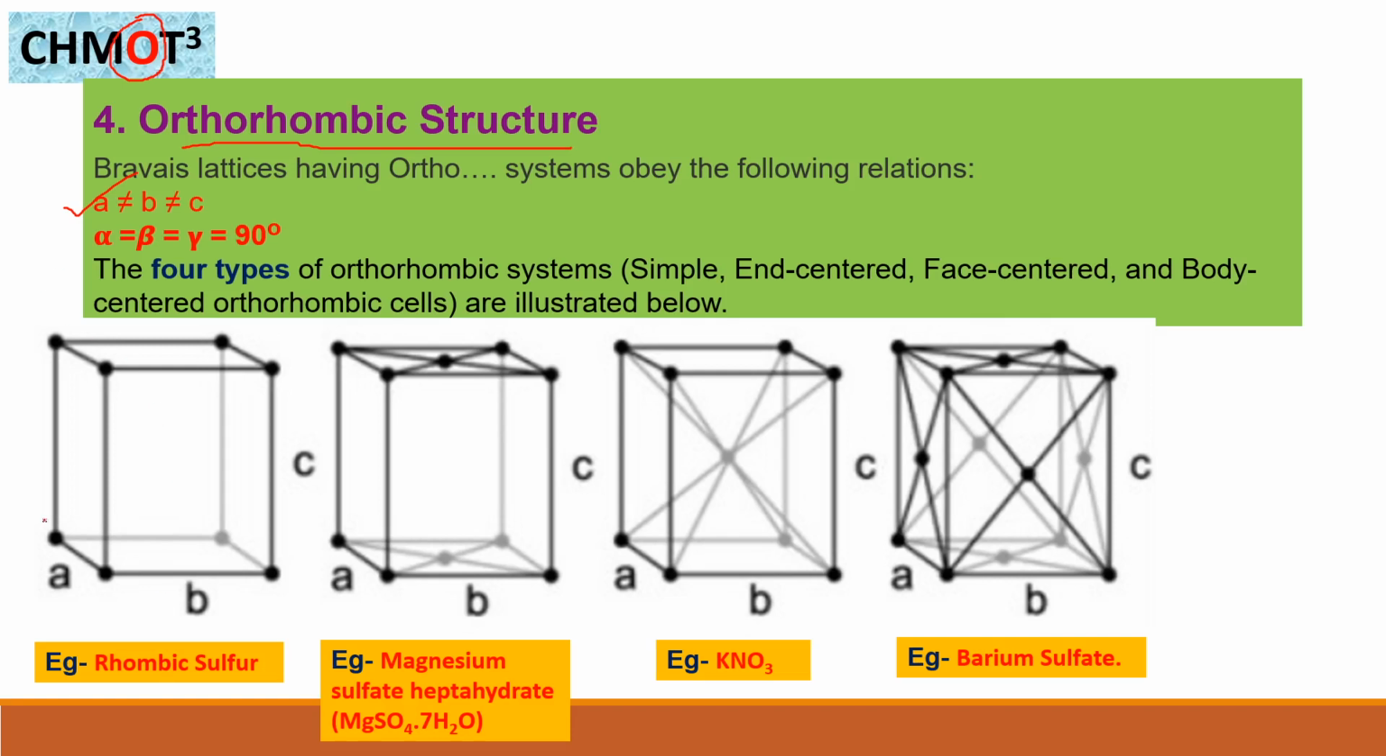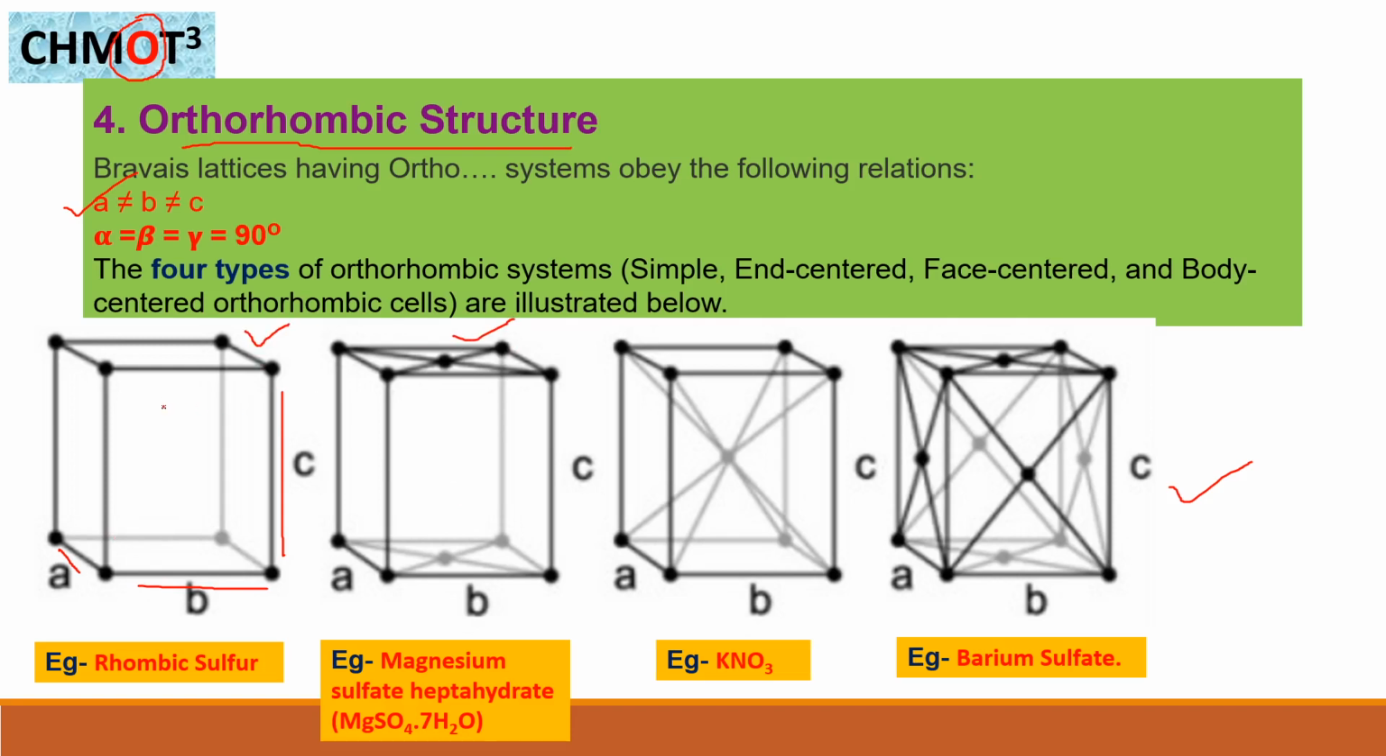in all the four images, a is not equal to b is not equal to c. It means the lengths between two atoms are not similar. If we trace here a, this one is b and this one is c, they are not similar. That's why a is not equal to b is not equal to c. But the angles are equal to 90 degrees, the same in all four images.